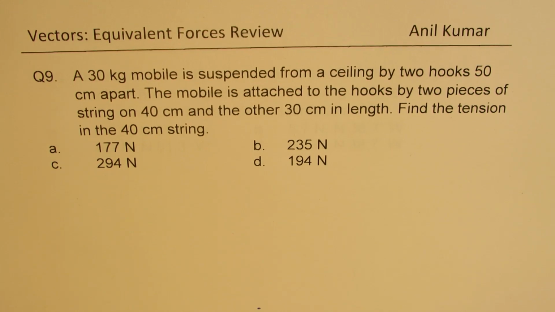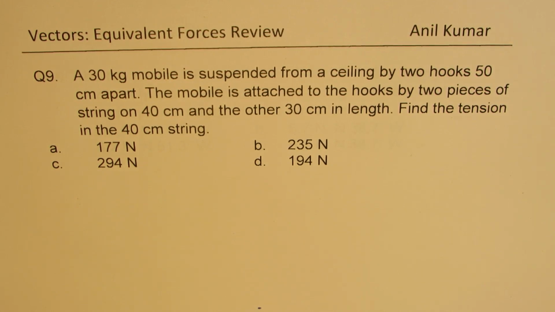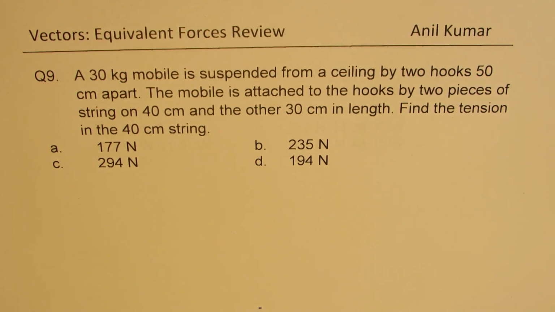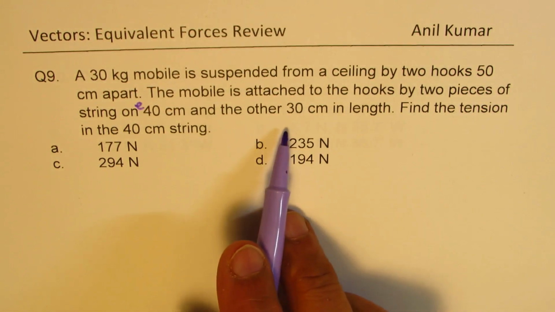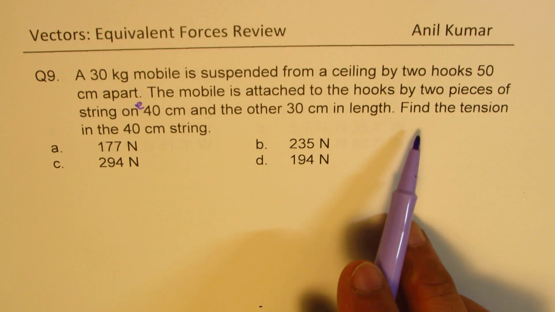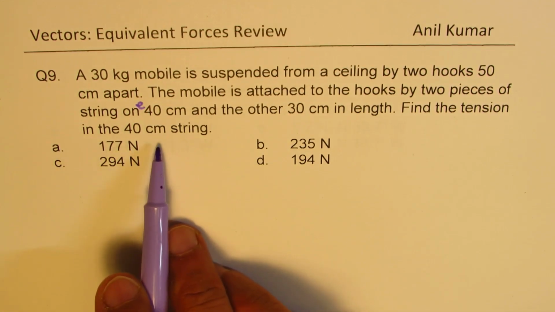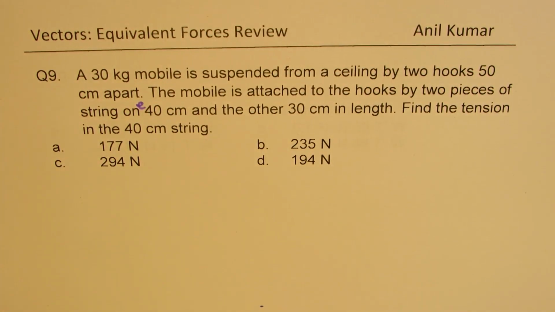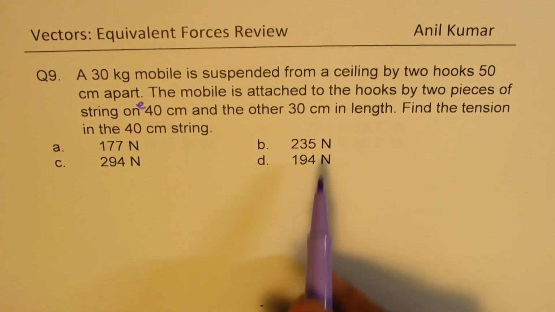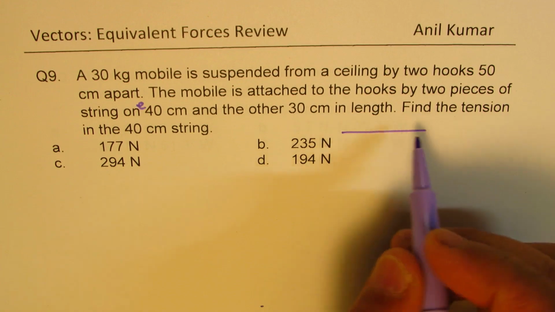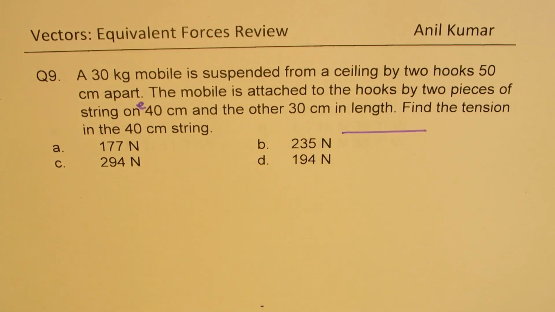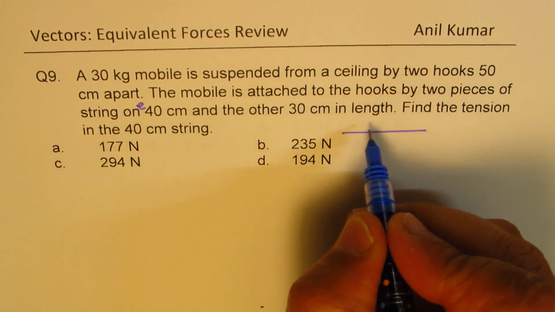A 30 kg mobile is suspended from a ceiling by two hooks 50 centimeter apart. The mobile is attached to the hooks by two pieces of string, one 40 centimeter and the other 30 centimeter in length. Find the tension in the 40 centimeter string. So let's first make the position diagram. So we'll make it here. So these are the two hooks which are 50 centimeters apart.